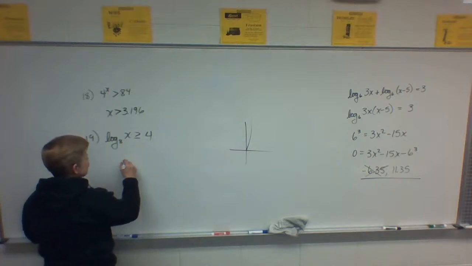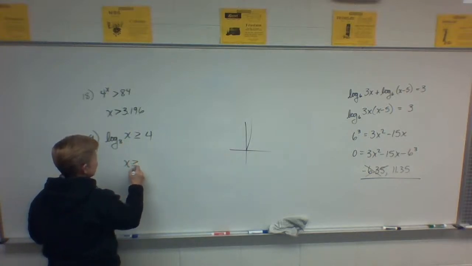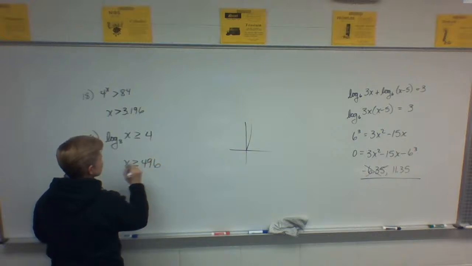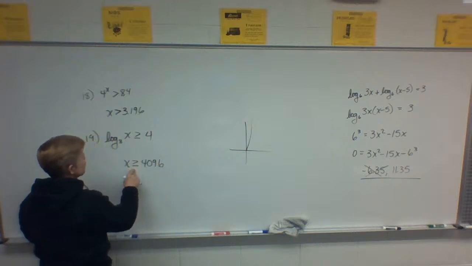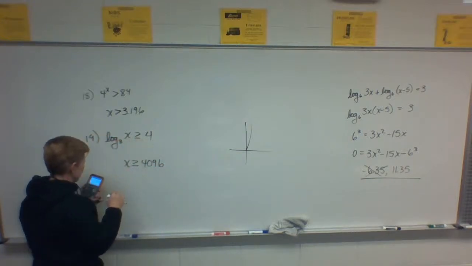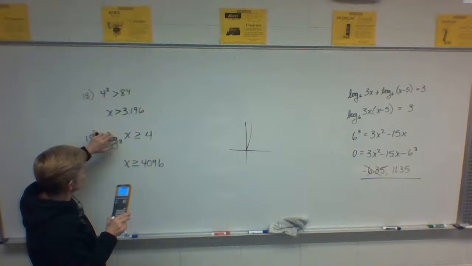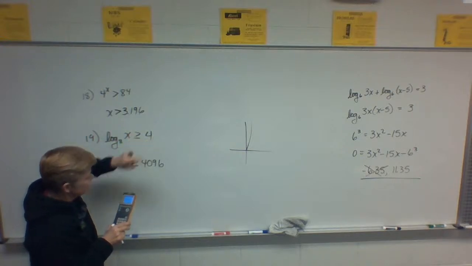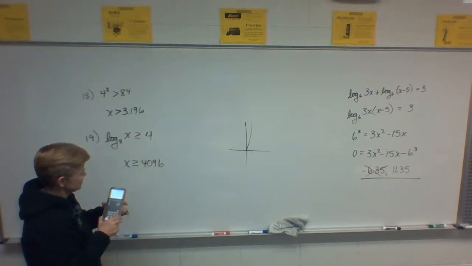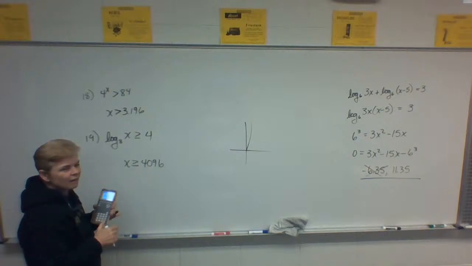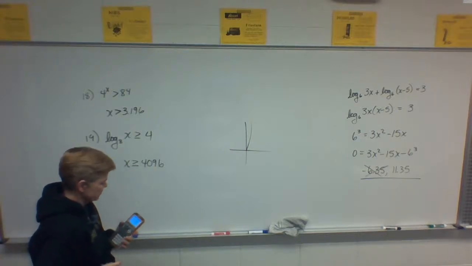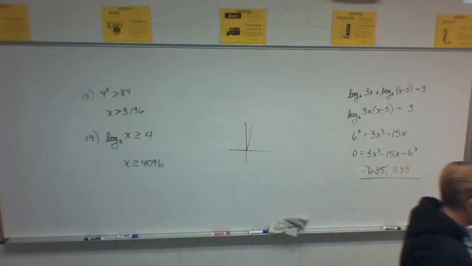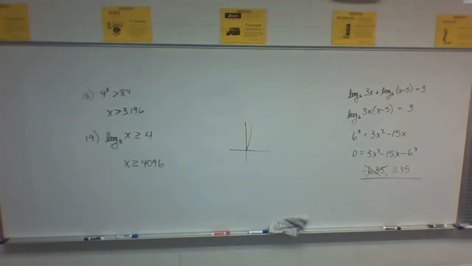So as long as x is more than or equal to 4,096, as long as x is bigger than that, the log of that will be bigger than 4. Because what you're looking for is when the log, which is the blue curve, is more than that line y equals 4, and that's from this point on. You following? Okay, so you just got to keep expanding your window out until you can see where they cross. That's how you evaluate those inequalities.